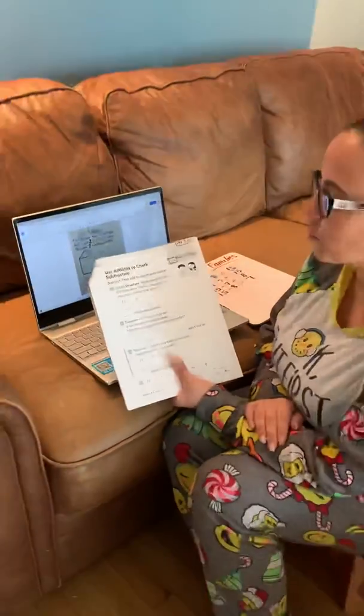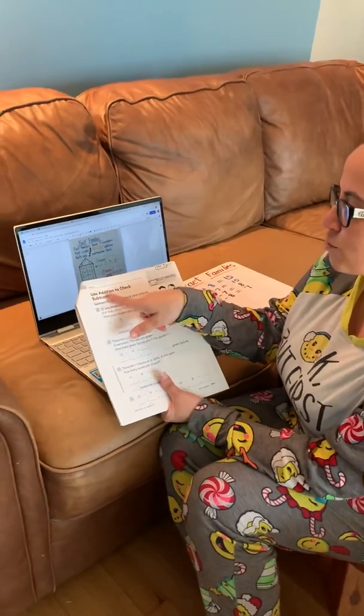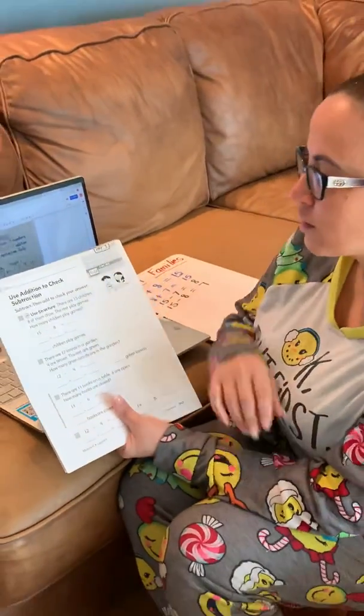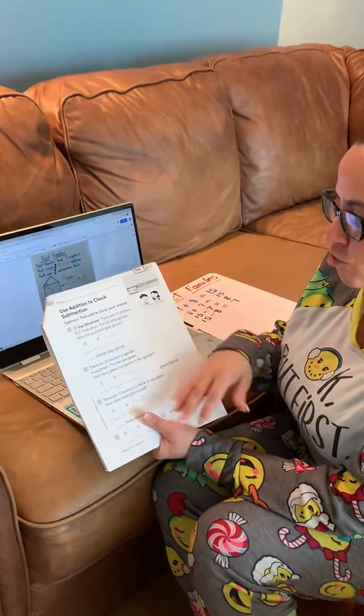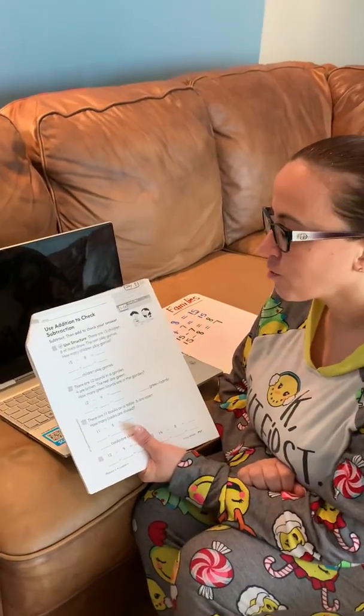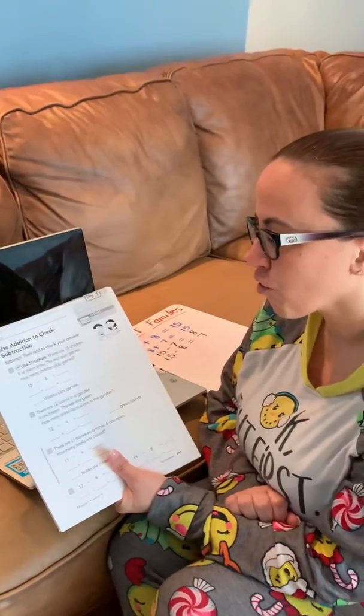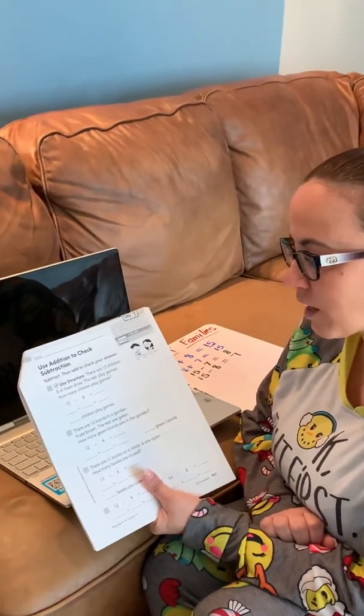Now, today's problem is you're going to be doing our I can statement, which will be, I can use addition to check subtraction. Okay, so that's our skill for today. So I'm going to help you with number 1, and then you should be able to do the rest on your own. So number 1 says that there are 15 children. 8 of them draw. The rest of them play games. How many children play games?